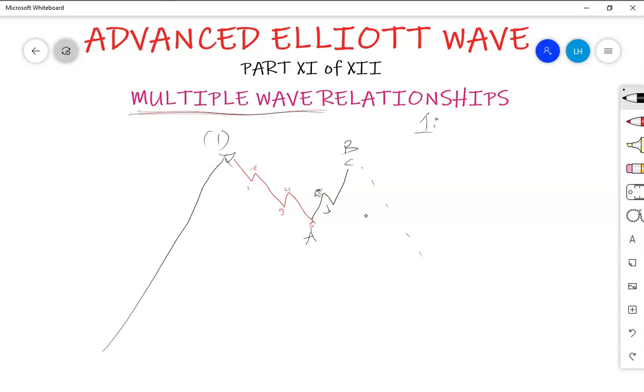is usually this wave A equals wave C. They exhibit equality. Wave A and wave C in a zigzag exhibit equality. That's the first form of relationship that you are going to look for. If they exhibit equality, it means the distance traveled by wave A will be equal to the distance that wave C is going to travel.